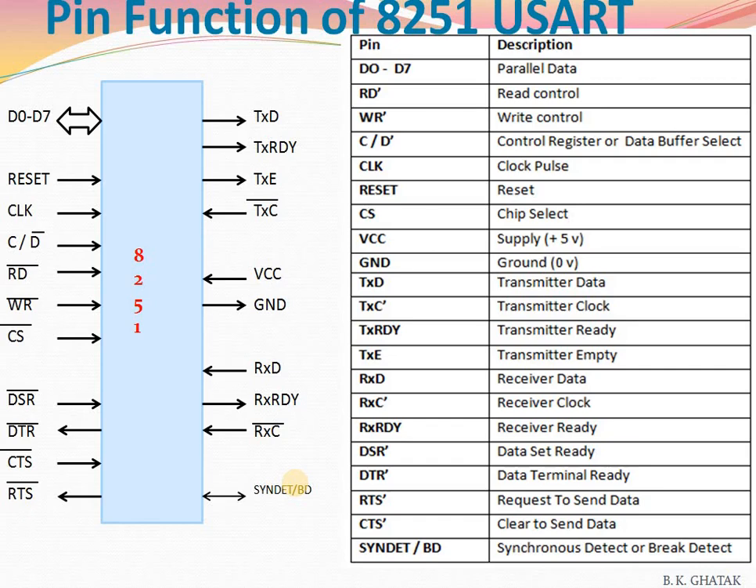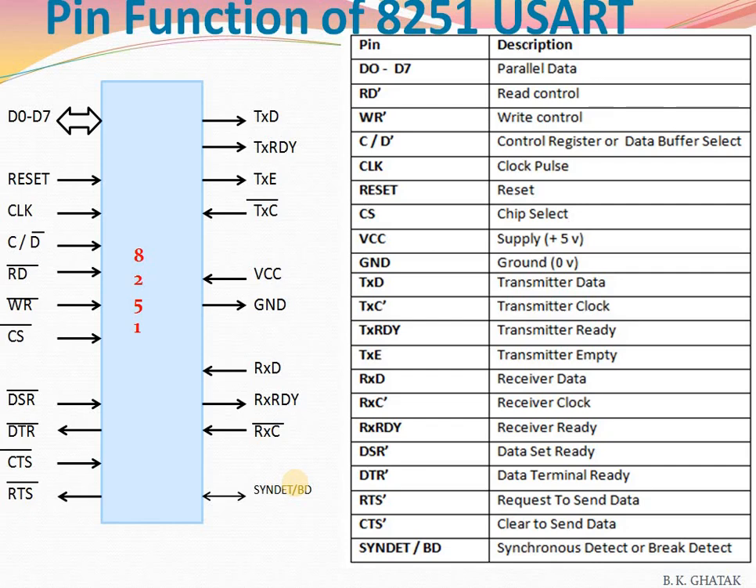So the first one is DSR bar, that is data set ready. It checks if the data set is ready when communicating with a modem. Then DTR bar, that is data terminal ready, it is an active low signal. It indicates that the device is ready to accept data when the 8251 is communicating with a modem.